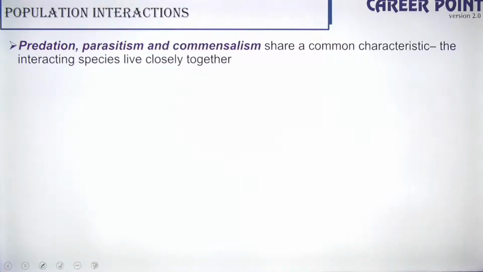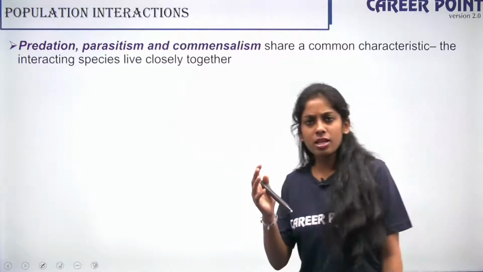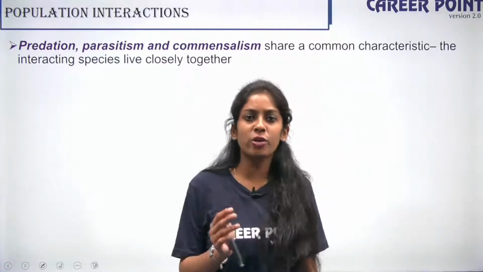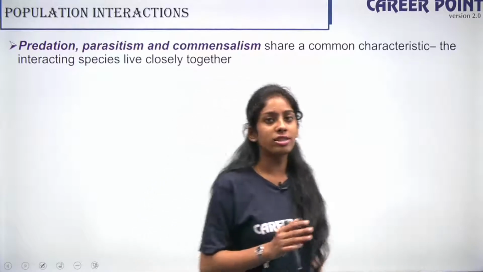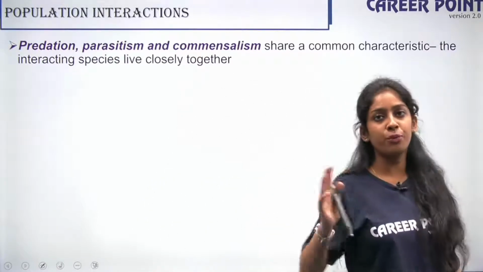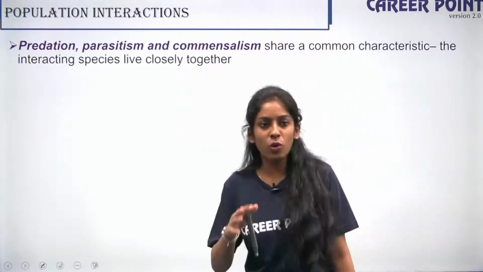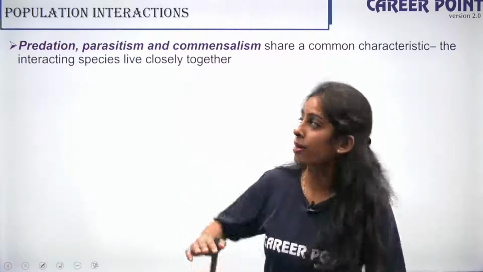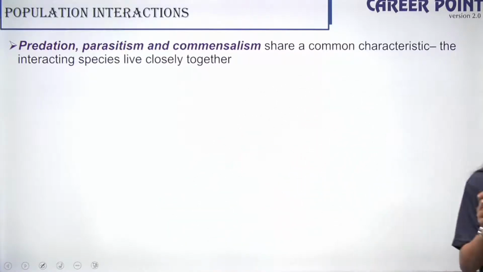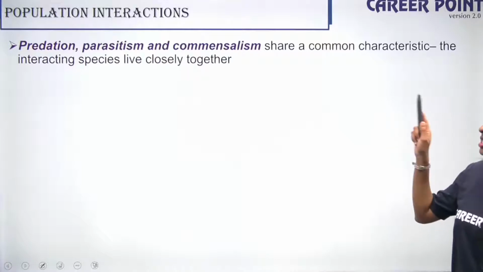So we have been talking about predation, parasitism, commensalism. They all share a common characteristic, that is the interacting species live closely together. For example, a mosquito is your parasite. So you and your mosquito live close by, right? It's not that the mosquito crosses oceans and bridges for you to come and bite you. You all breed in the same environment. So it is one common characteristic feature among all these types of interaction.